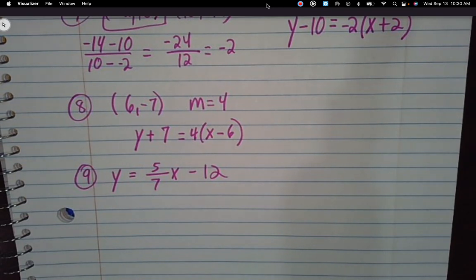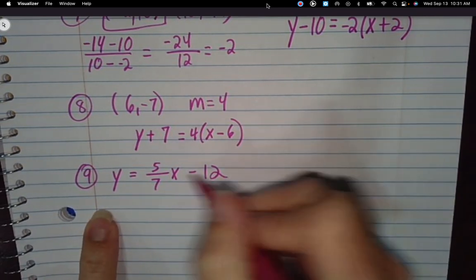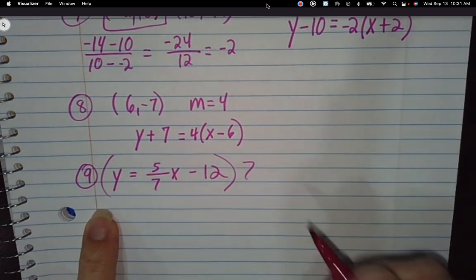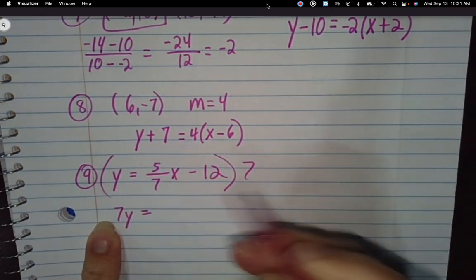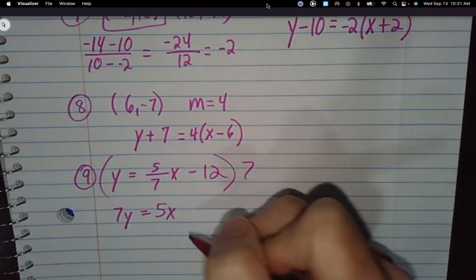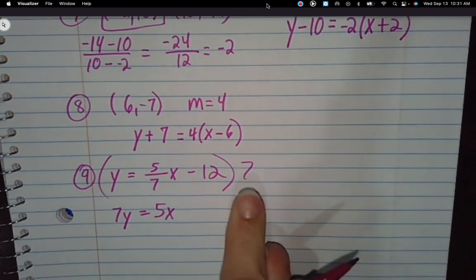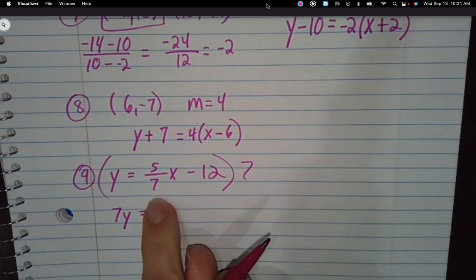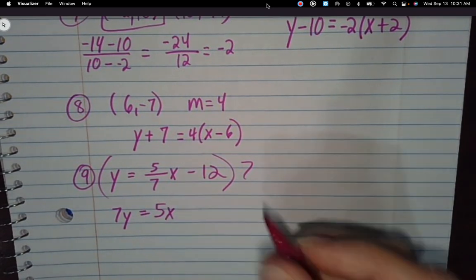But standard form, if you notice in all your answer choices, there's no fraction. So what do you do with that 7? You have to just multiply, and you can't pick and choose. You have to multiply it by everything. So I'm going to multiply 7 times everything. What's 7 times y? 7y. And then 7 times 5 over 7? 5x. You can plug it in your calculator if you need to. I'm hoping y'all could just tell that those 7s would cancel out. If not, plug it in your calculator. It would tell you it's 5. Okay, and then what's negative 12 times 7?